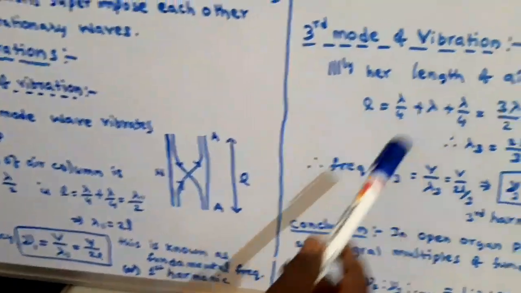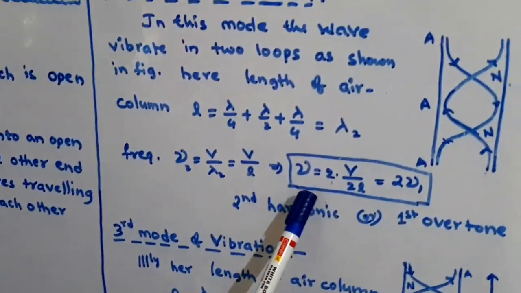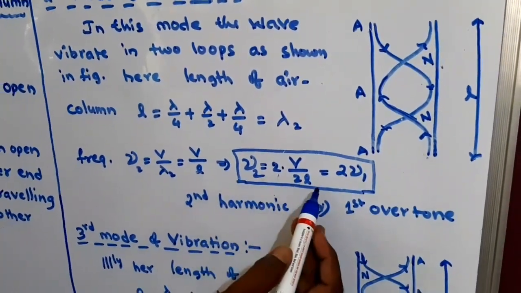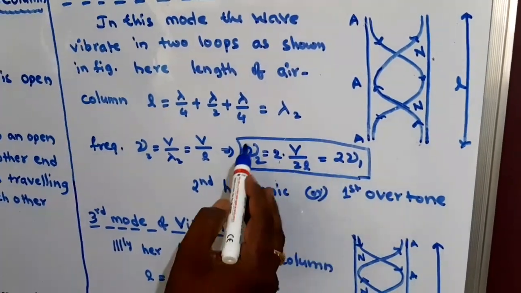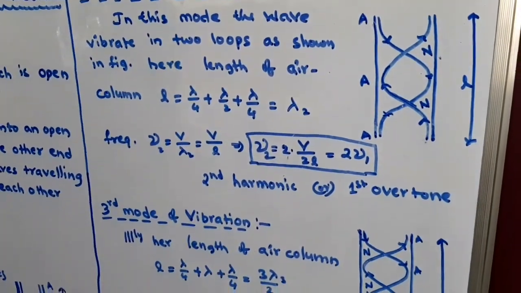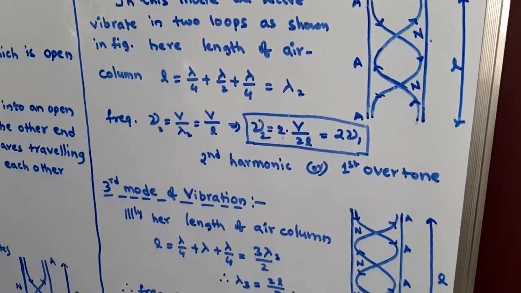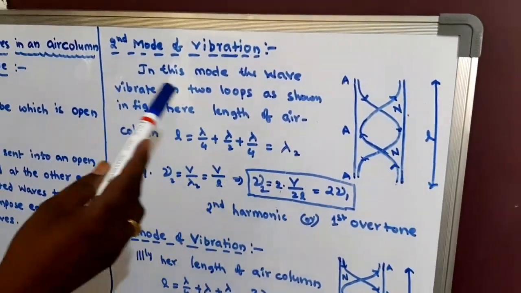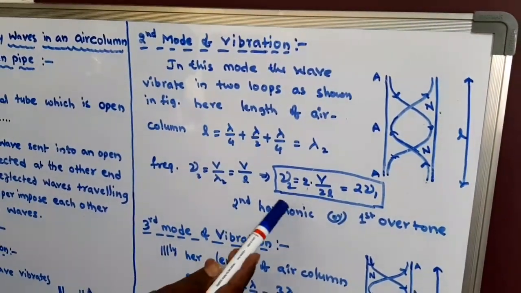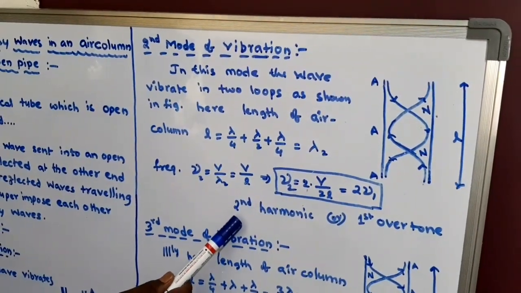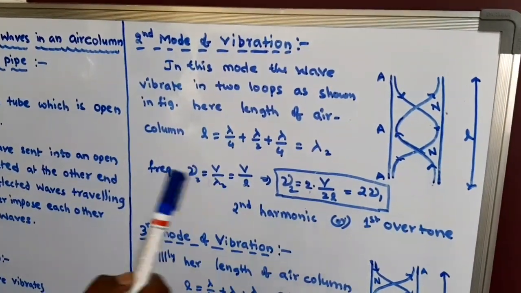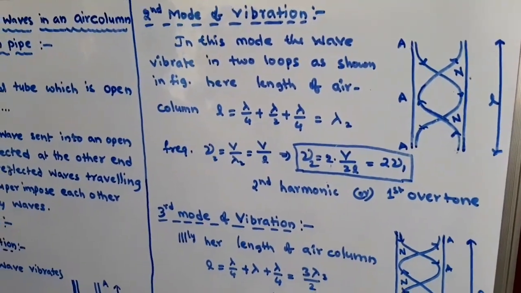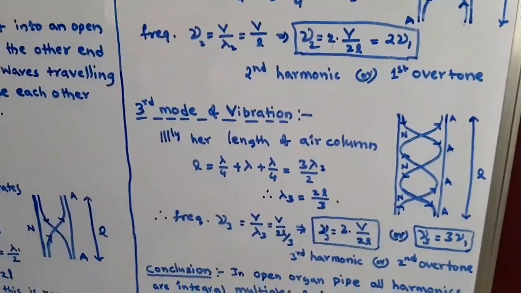Then you can see here, you can also write it as nu 2 is equal to 2 nu 1. This frequency is named the second harmonic or first overtone. Remember, the frequency we get in the second mode of vibration is named the second harmonic or first overtone. Understand? Similarly, let us discuss the third mode of vibration.